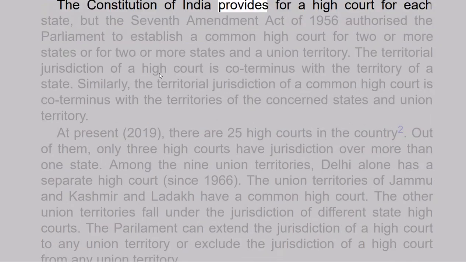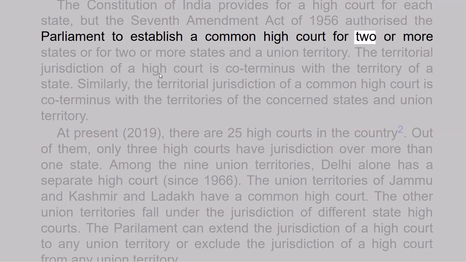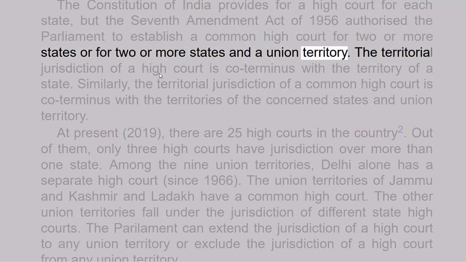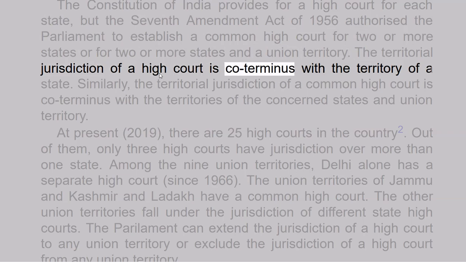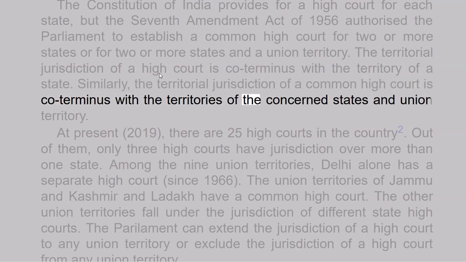The Constitution of India provides for a High Court for each state, but the Seventh Amendment Act of 1956 authorized the Parliament to establish a common High Court for two or more states, or for two or more states and a union territory. The territorial jurisdiction of a High Court is coterminous with the territory of a state. Similarly, the territorial jurisdiction of a common High Court is coterminous with the territories of the concerned states and union territory.